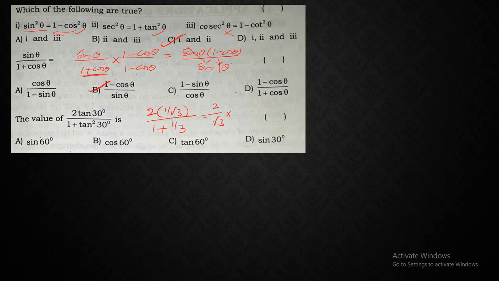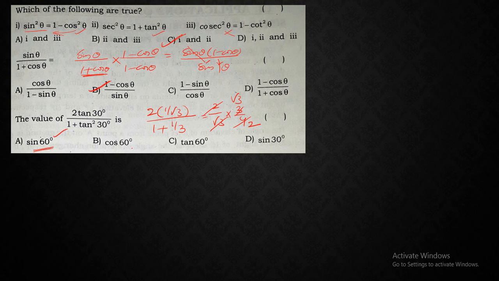So 4 by 3 becomes reciprocal, no? So 4 by 3 can be written as 3 by 4. So this 2 in 4 2 times, this root 3 in 3 root 3 times. So what I got? Root 3 by 2. So sin 60 is root 3 by 2.